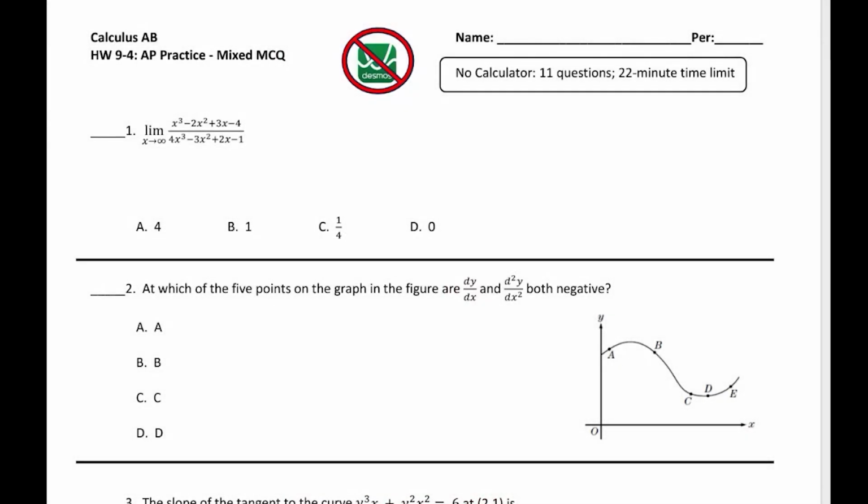Hey, welcome back. On tonight's homework, we are doing some more mixed multiple choice questions that are going to be similarly worded to those that you'll find on the Calculus AP exam.